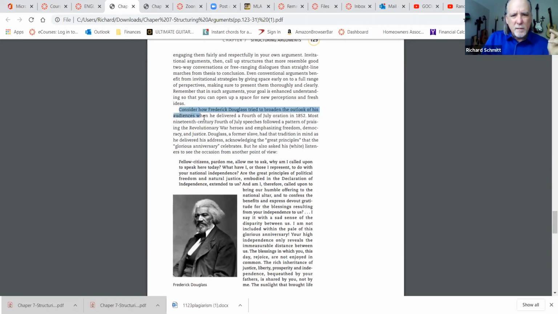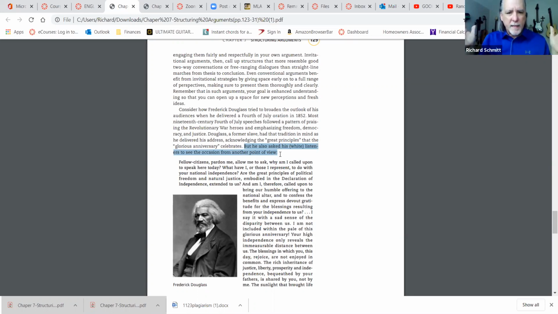This is a famous piece of oration, a speech, and it shows you how structuring a speech is parallel. It's very similar to structuring a piece of writing. This was delivered on the 4th of July, with Americans celebrating, waving their flags and all that, but it was delivered largely to his white listeners to see the celebration from a different perspective.